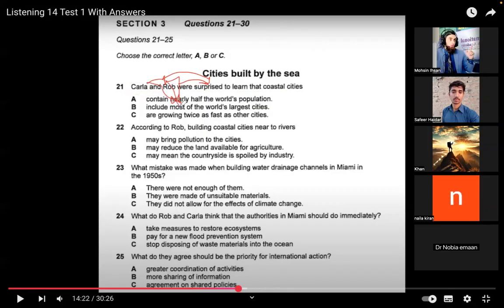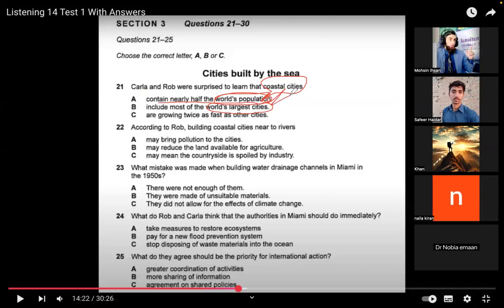If both surprise, so the option is right. Now we see contain nearly half the world's population. That coastal cities has half world population. Or it is include most of the world's largest cities. Or there is the largest cities.